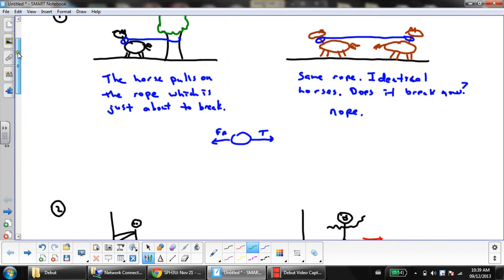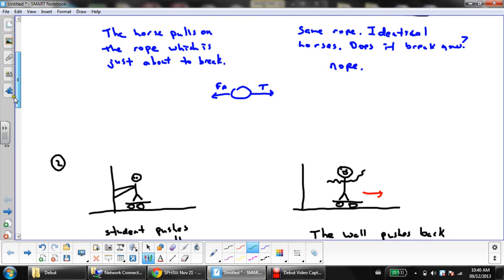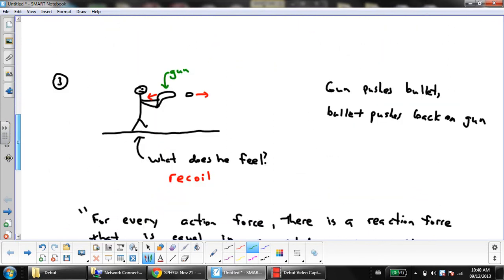It's, in general, of the three laws, maybe not the one that's the most obvious to grasp, because like this, sometimes we go crazy. Most people think two horses, it's got to break now, but according to Newton's third law, it does not break. Scooter board, bullet, all those.